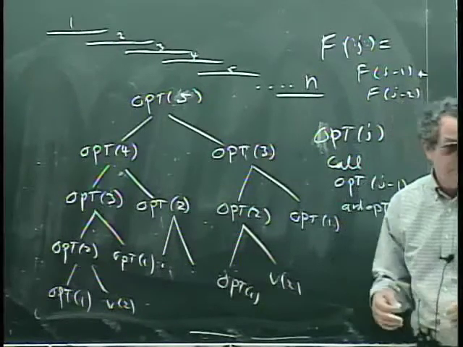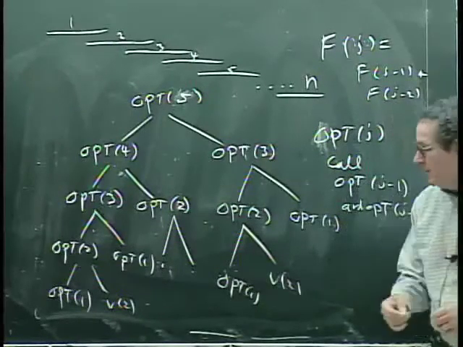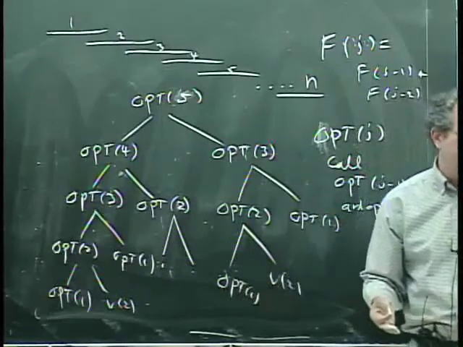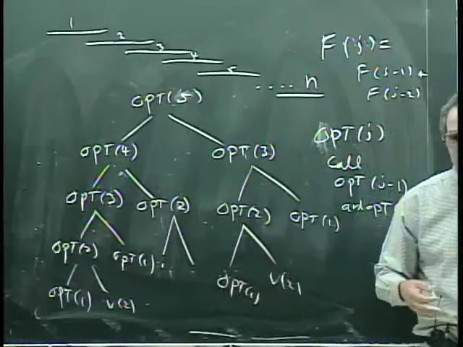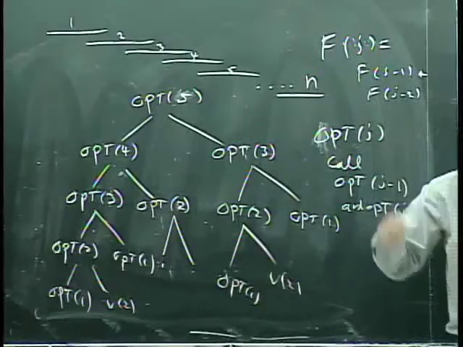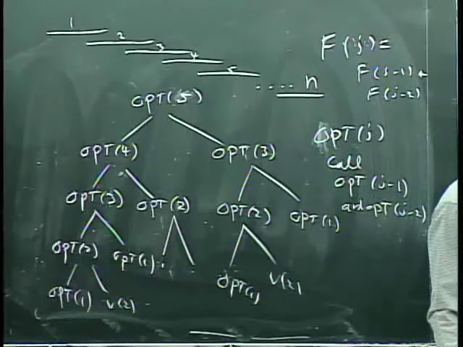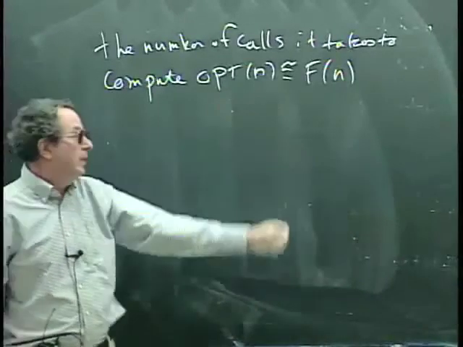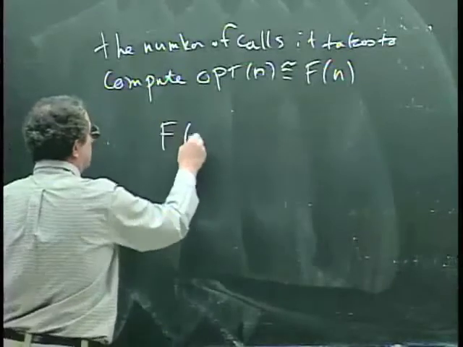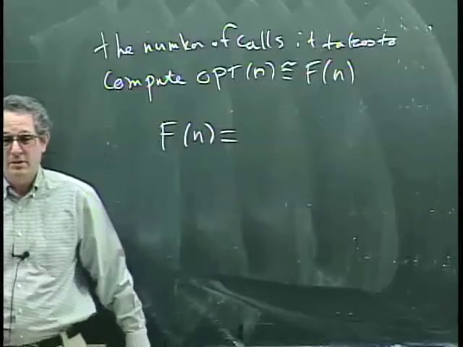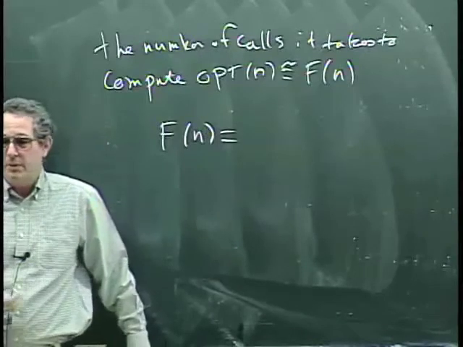But actually, what does it take to compute opt of 1? It's no calls, because we just have it returning. So it could be slightly different, but the essential growth of the number of calls is behaving like the Fibonacci series. Now, what is f of n? Anybody know? Or approximately? Does it grow slowly or rapidly?